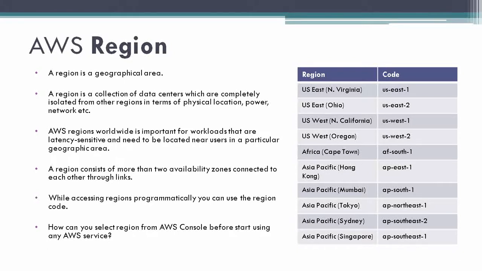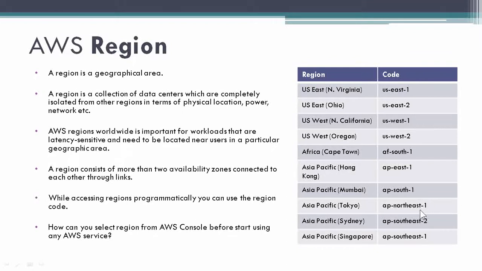So any service you want to use in a particular region, you can use the code. You can see in this table that each region has a unique specific code. For the US East Virginia region, the code is us-east-1. For the US East Ohio region, the code is us-east-2.